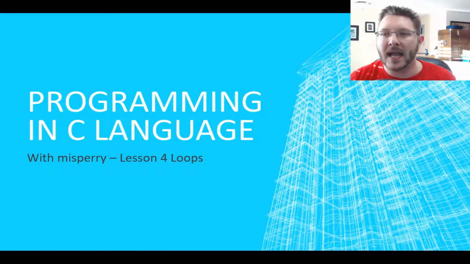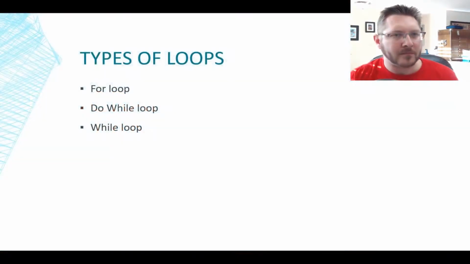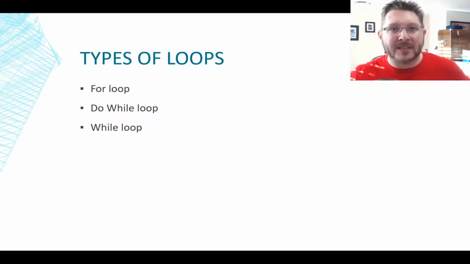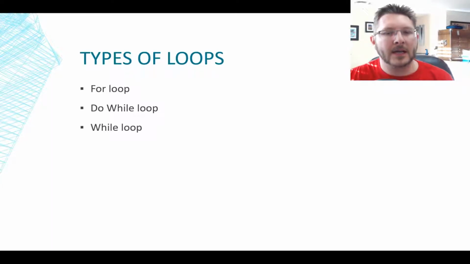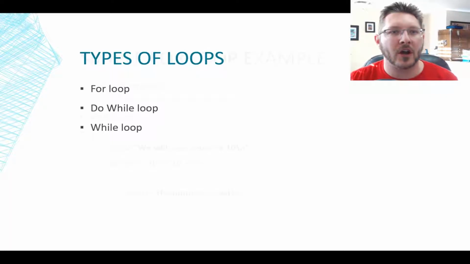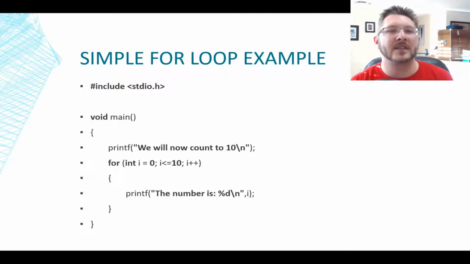So let's go ahead and get started in how to program loops using the C language. We have 3 different basic types of loops: the for loop, the do while loop, and the while loop. We'll go into each one of these and how we do it. So let's dive right into the code and check out a simple loop. What we're going to look at is the for loop.